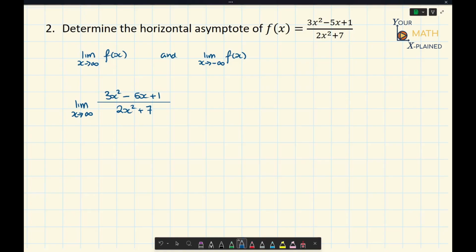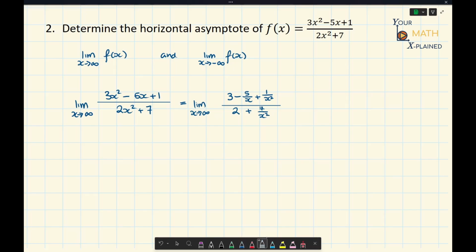But algebraically, what we want to do is divide all the terms here by the highest degree term in the denominator. So the highest degree term here is x squared. Therefore, this is equal to the limit as x approaches infinity of, we will have 3x squared divided by x squared, so that's just going to be 3. And then we have minus 5x divided by x squared, so that simplifies to 5 over x, plus 1 over x squared. And now our denominator is going to be 2x squared divided by x squared, so that'll be 2. And then we have plus 7 over x squared.